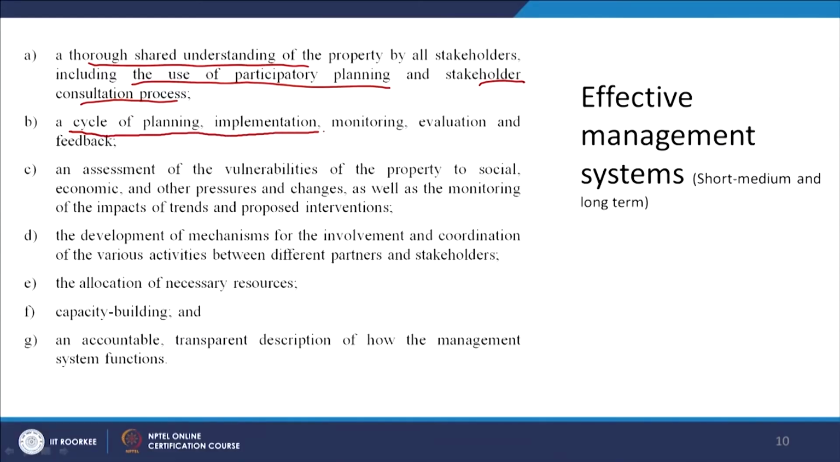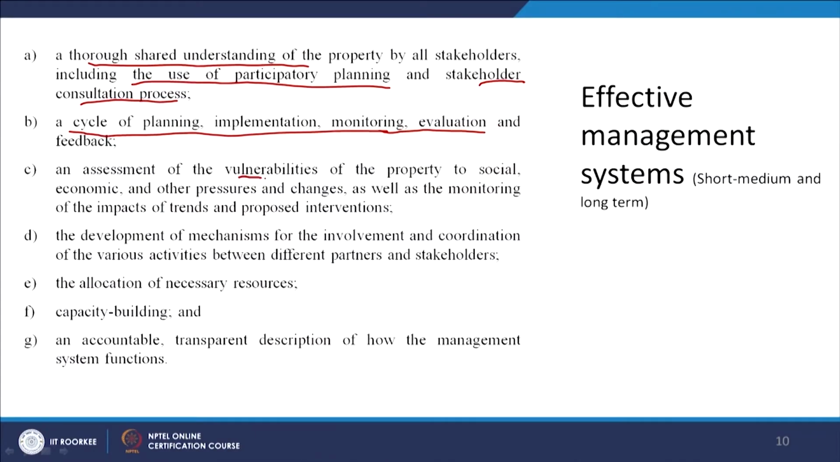So if we have to involve the stakeholder consultation process, we have to involve people and agencies within the geographical premises who are working and who are operating. And we also have to draft a cycle of planning, implementation, monitoring, evaluation and feedback. In fact, when we are talking about monitoring, it is not just that you set up a heritage nomination and then forget it, but how we can periodically check it, how we can periodically verify and upgrade it. So this particular mechanism has to be also set up.